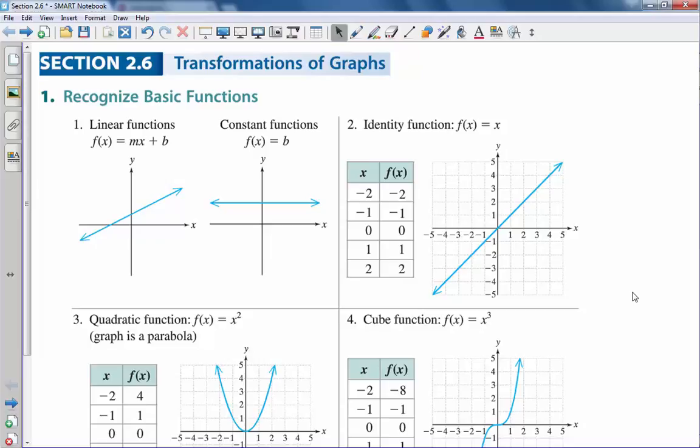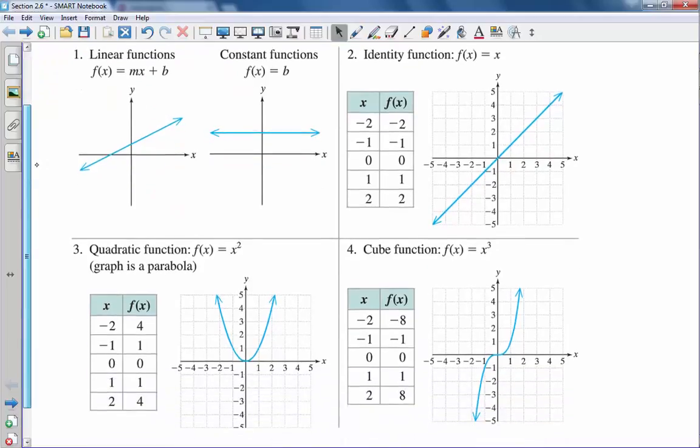New week, new section, starting 2.6. Remember, we started this class with chapter 2, we jumped into chapter 9. Now we are back to chapter 2 again. We only had 2 sections in chapter 9. Linear systems, basically, 2 variables and 3 variables. Now in this chapter, we continue analyzing functions.